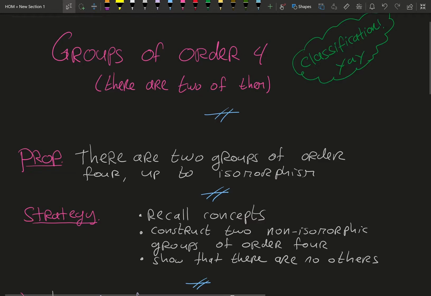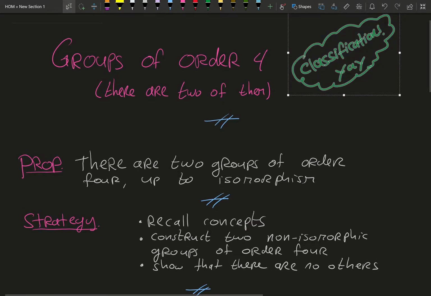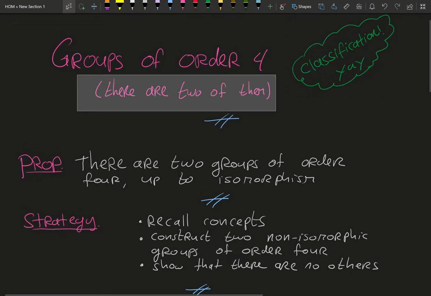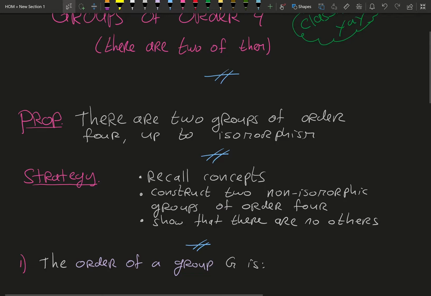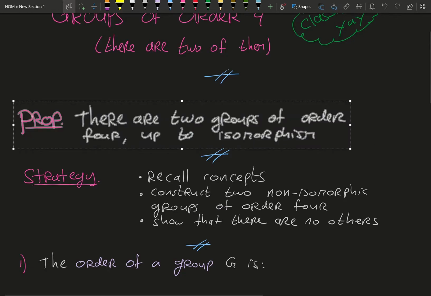Today we're going to talk about groups of order 4. In particular we're going to classify them and we're going to see that there are 2 of them up to isomorphism. So, to be more precise, I'm going to show the proposition that there are 2 groups of order 4 up to isomorphism.